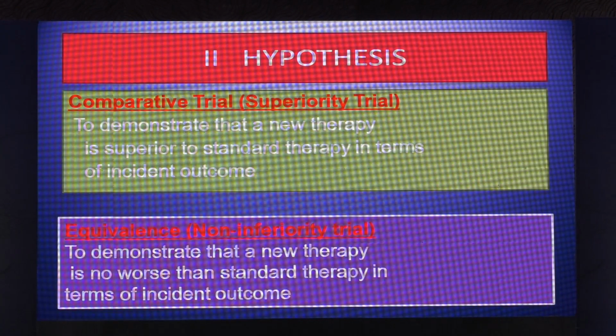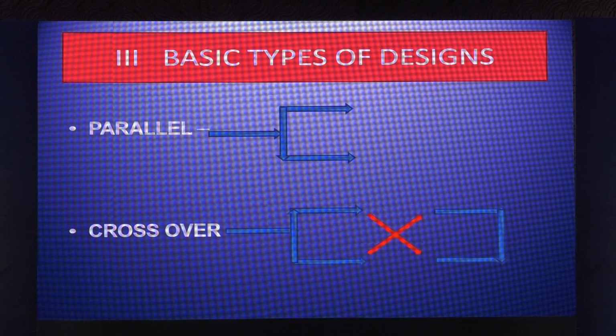Now in the hypothesis, there are two types. One is the comparative trial, called a superiority trial, to demonstrate that a new therapy is superior to the standard therapy in terms of the outcome, or the equivalence or non-inferiority trial, to demonstrate that a new therapy is no worse than the standard therapy in terms of the outcome. The basic types of design are two: one is parallel and the second is crossover.